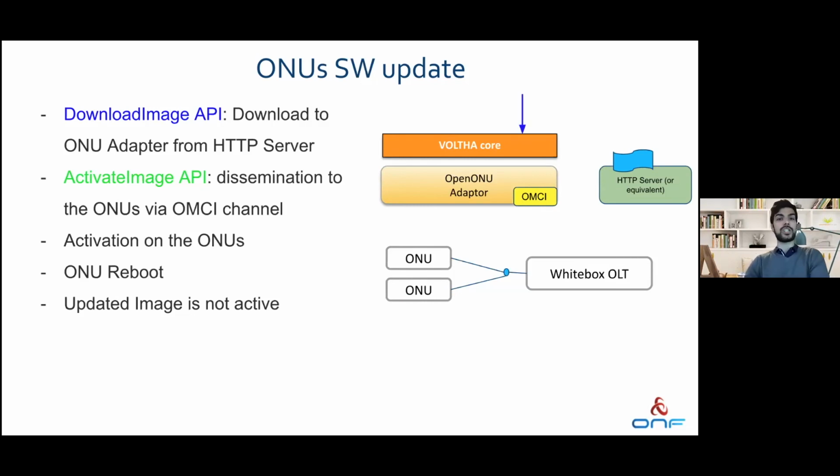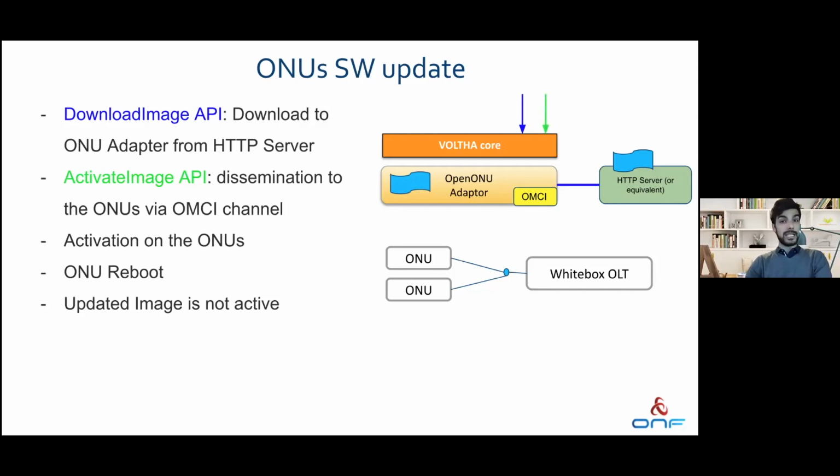server, which is external to VOLTHA, but in the same cluster, for example, in the same Kubernetes or in the same data center. And it transfers that image to the OpenONU Go adapter. That image is taken from this HTTP server and stored internally to the ONU adapter. Then the operator calls the activate image API.